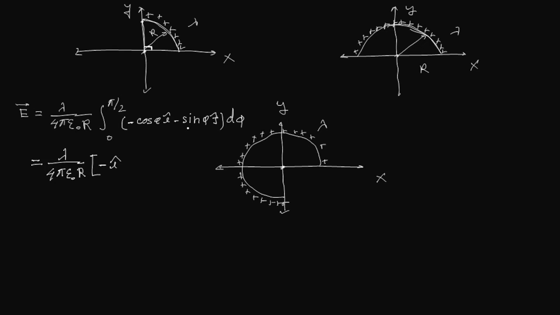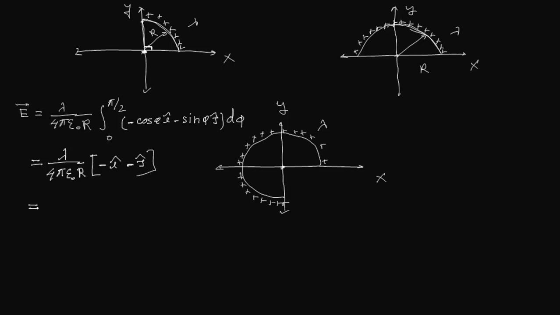And then integration of minus sin phi will be actually cos phi. And then upper limit is pi by 2, it will be 0, and then lower limit cos 0 will be 1, but with a negative sign, so we will get minus j cap. So this will be the electric field at the center of this loop. So if we have an arc part like this, a quarter part of a circle, then the electric field at the center will be this.